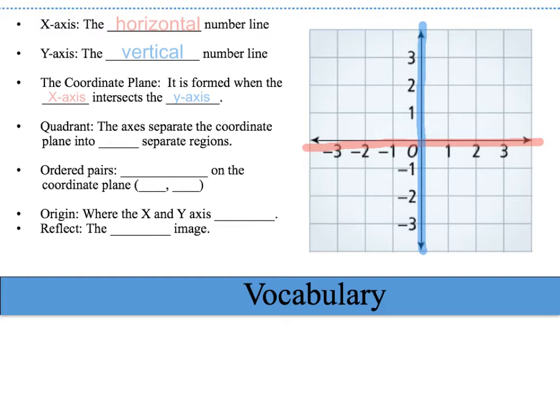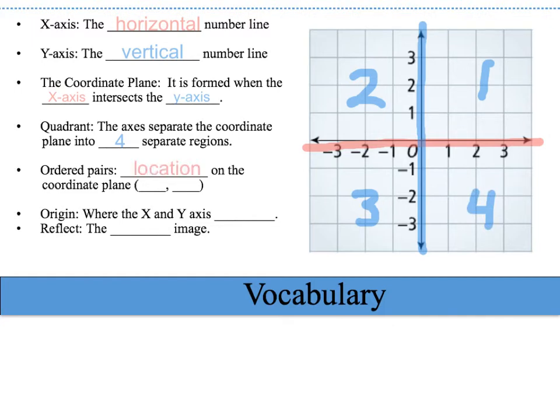The coordinate plane is formed when the x-axis intersects the y-axis. So if you look at our diagram, the blue line intersects the red line, and the coordinate plane is formed. The next vocabulary word is quadrant. The axes separate the coordinate plane into 4 separate regions, which are known as the quadrants. So this is quadrant number 1 right here. And we're going to count counterclockwise. So this is quadrant number 2, quadrant number 3, and quadrant number 4.